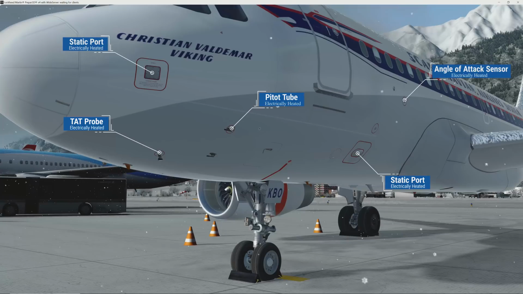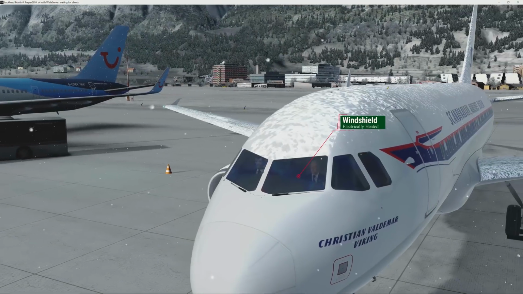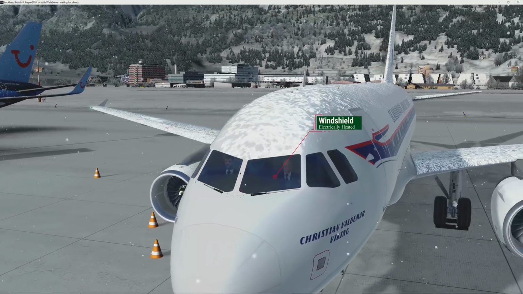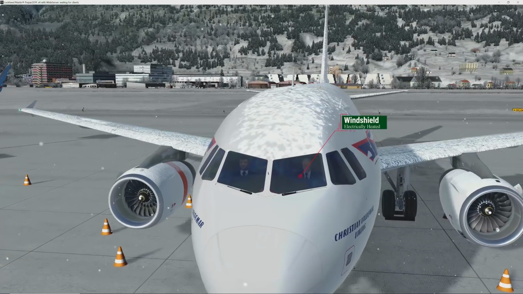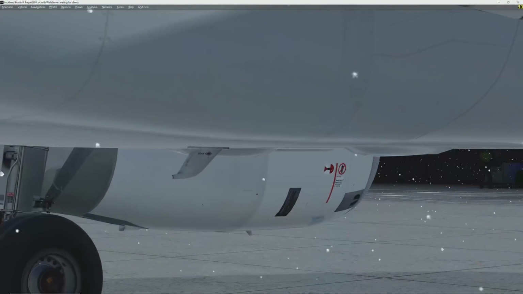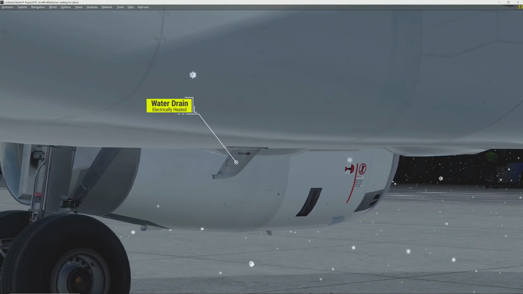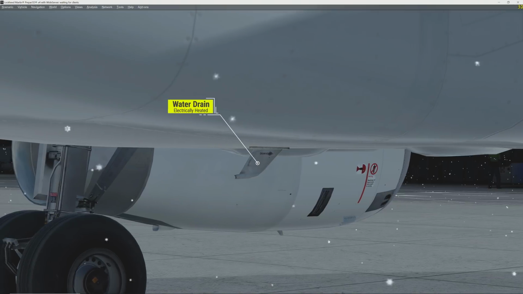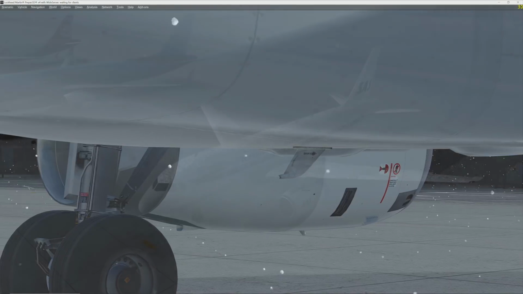We'll have a look at the external sensors, like the angle of attack sensor, the static port, pitot tubes, and TAT probe, all of them electrically heated. And last but not least, we'll talk about the windshield heating. Please be aware that all the windshields are heated, not just the one highlighted. Another item actually heated on the aircraft are the water drains. They are electrically heated. However, they will not be covered in depth here in this video.